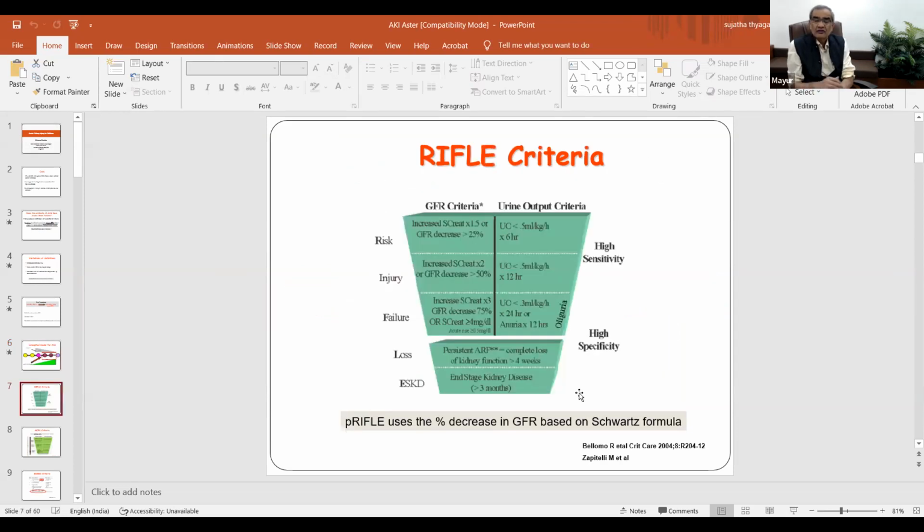So various criteria have been developed. This is known as the RIFLE criteria, and there is a pRIFLE, which uses the percentage decrease in GFR based on the Schwartz formula. So RIFLE stands for risk, injury, failure, loss of function, and end-stage kidney disease. Obviously, there will be many more children who are at risk, and we pick them up only when there is a failure in this third step. As you see, as we go down: risk, injury, failure. We need to pick up early the children who are at risk.